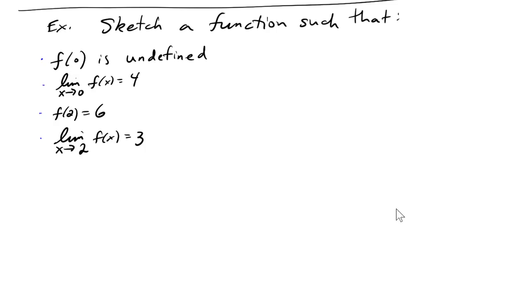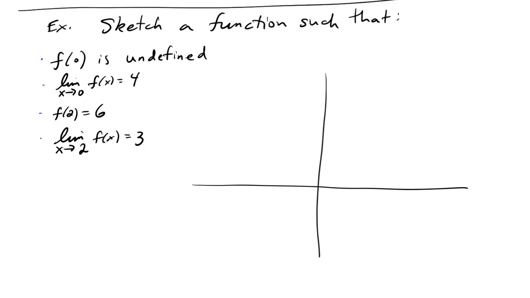Okay, so let's see how we could do this. Let me set up some axes here. All right, and I'm going to put markings 1, 2, 3, 4, 5, 1, 2, 3, 4, 1, 2, 3, 4, 5, 6, 7. Okay, so it says f of 0 is undefined. Not a lot I can do with that initially because I can't really show f of 0 being undefined. But the second one here says the limit as x approaches 0 of f of x is 4.